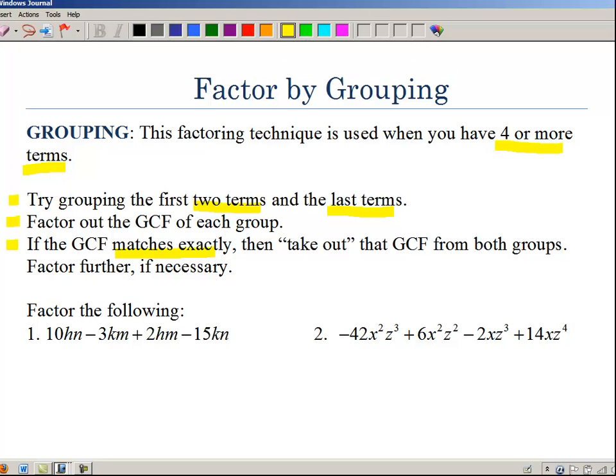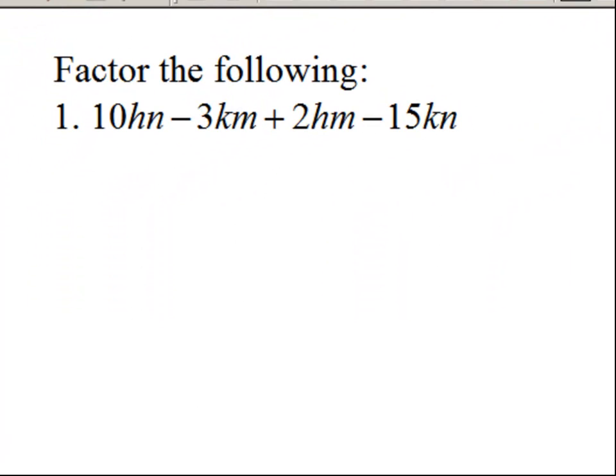All right, so let's look at this first example. It says to factor the following, and we have 4 terms. 1, 2, 3, 4. So if I just looked and grouped these two and looked for a common factor, I don't see one. 3 and 10, H and K, M and N. Those two don't have a common factor either. So it's time to regroup.